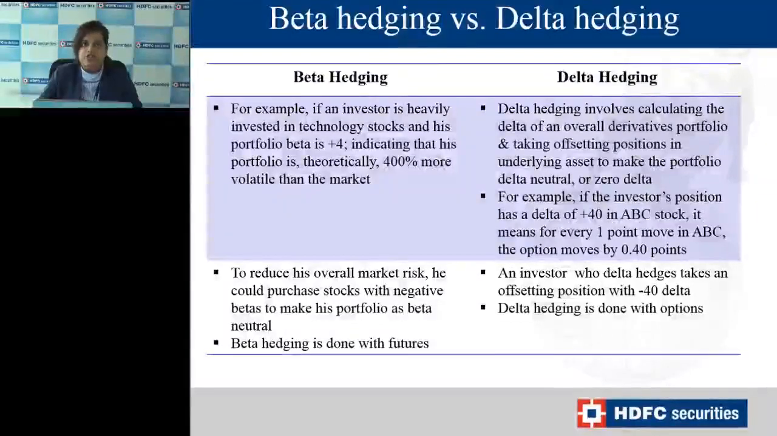Beta hedging is usually done with futures, more specifically index futures, whereas delta hedging is done through options only. Could be stock options, could be index options as well. So this is the key difference between beta hedging and delta hedging. Moving on to the next slide.